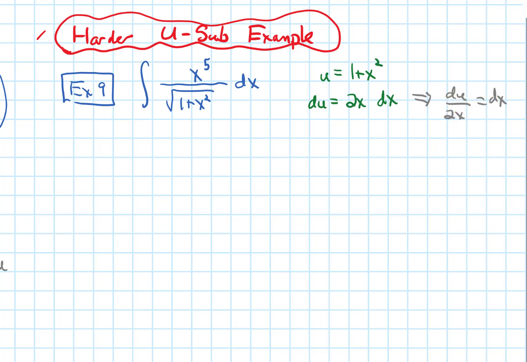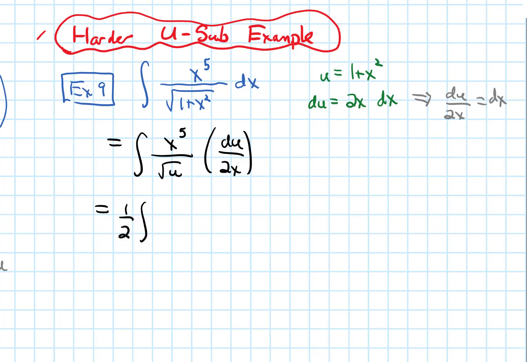So now let's plug in. We'll get the integral of x^5 over the square root of u, and dx is du over 2x. If I simplify, I can pull out the 1/2, and I get a little bit of cancellation because x^5 over x is x^4. So we get 1/2 times the integral of x^4 over the square root of u du.